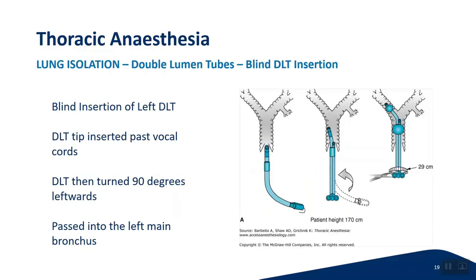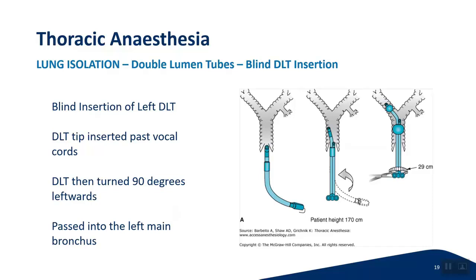Two methods can be used to insert DLTs. After checking the integrity of the tracheal and bronchial cuff, both cuffs are completely deflated and the DLT is lubricated. A stylet is used to maintain the distal curvature of the tube. Visualization of the larynx by conventional or video laryngoscopy is then performed.